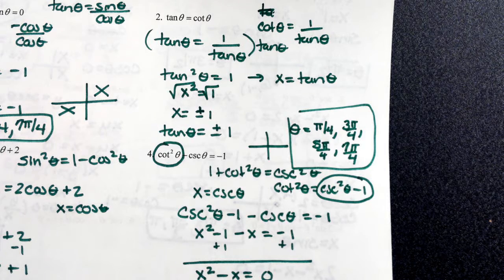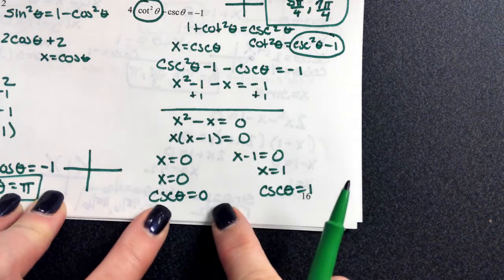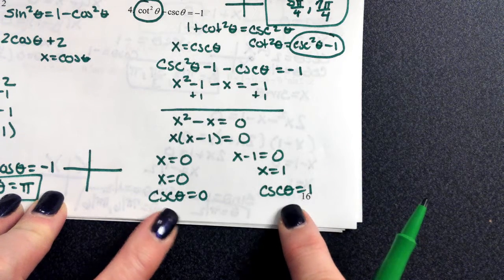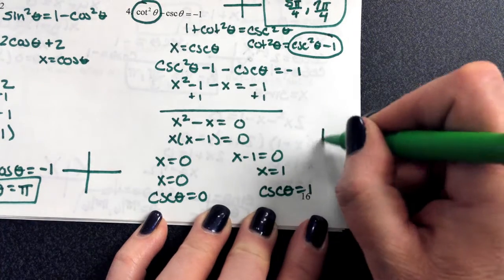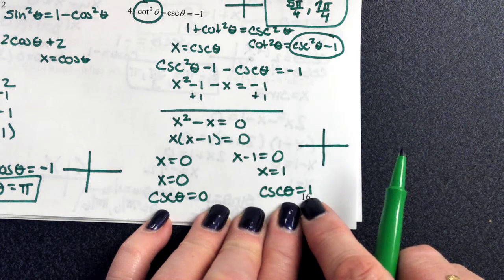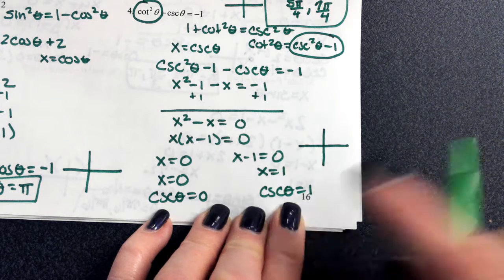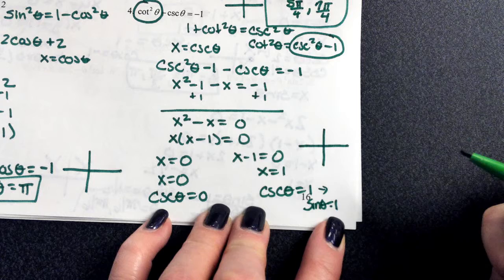So hopefully, guys, we got it down to this point. Cosecant theta equals 0 and cosecant theta equals 1. Any questions on how I got it down to this part? So let's take a look, first of all, where is cosecant equal to 1? Well, cosecant's reciprocal of the what? Sine. So we're looking to see where sine of theta is equal to 1.